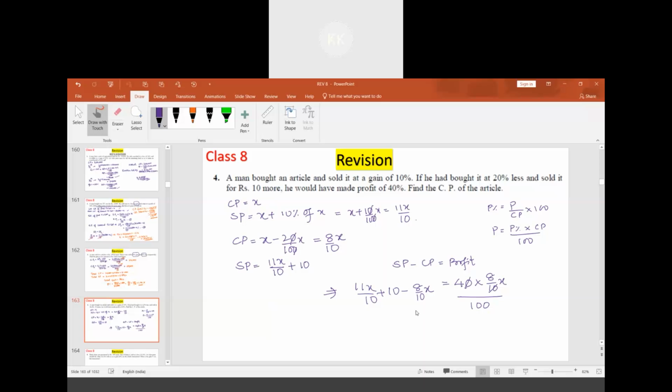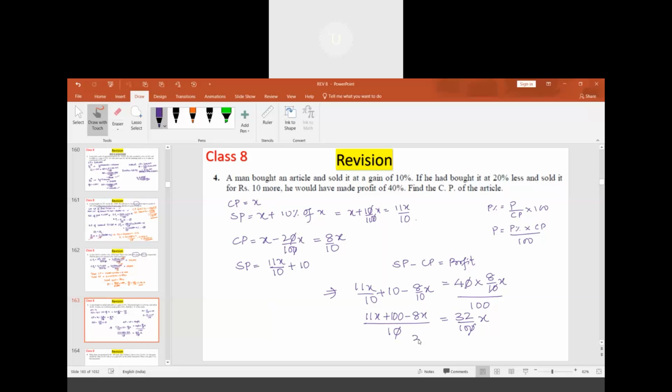If you observe the left hand side, 10 is the LCM. So 11x plus 100 minus 8x is equal to 8 times 32 by 100, divided by x. One of the zeros I can cancel out here. 11 minus 8 will be 3, so 3x plus 100.